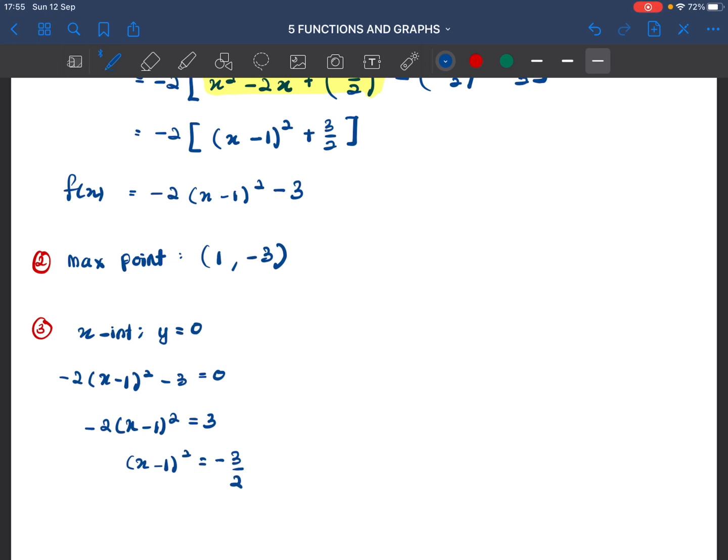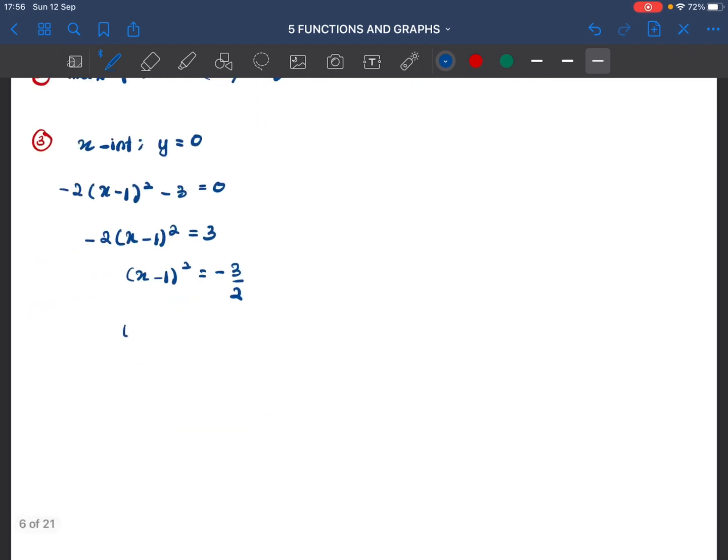Okay, so square pindah sebelah akan jadi square root. Tapi kita akan dapat square root negative 3 over 2, which is square root tak boleh jadi negative. Betul tak? Dalam square root tak boleh jadi negative. So here the answer is undefined. Okay, apa maksudnya? Bila kita tak boleh cari x-intercept, kita undefined, it means that there is no x-intercept in our function, in our graph. Okay, graph kita akan tergantung lah.